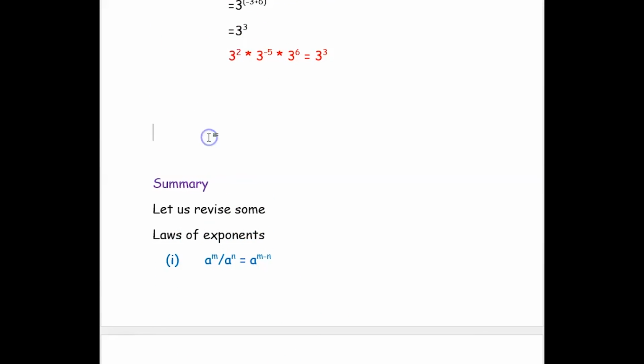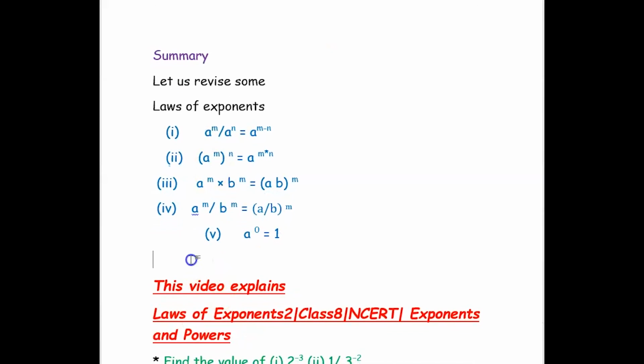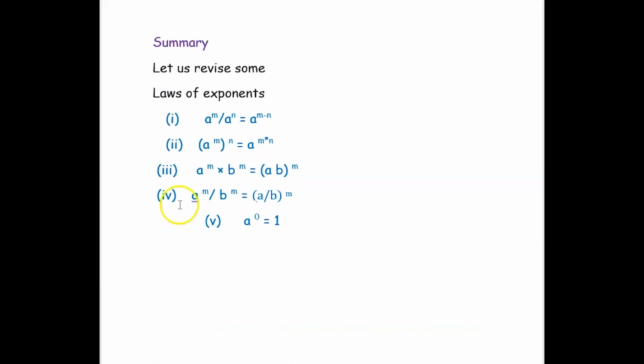Now let us summarize all the laws of exponents. Laws of exponents: a raised to the power m divided by a raised to the power n is a raised to the power m minus n. Then a raised to the power m, raised to the power n, is a raised to the power m into n. Then a raised to the power m into b raised to the power m is a into b, raised to the power m.